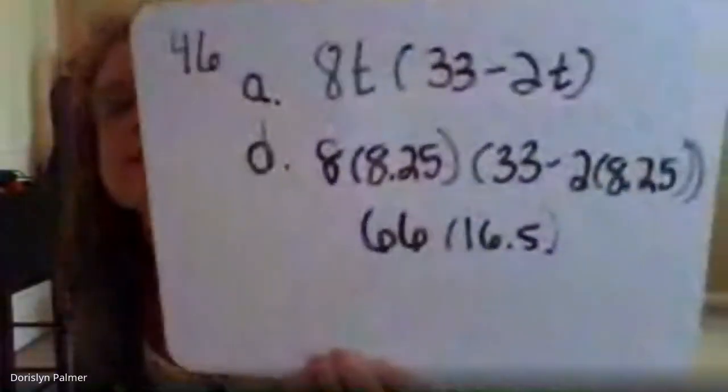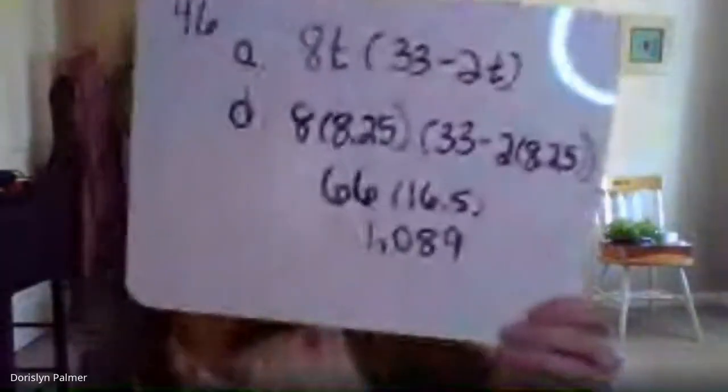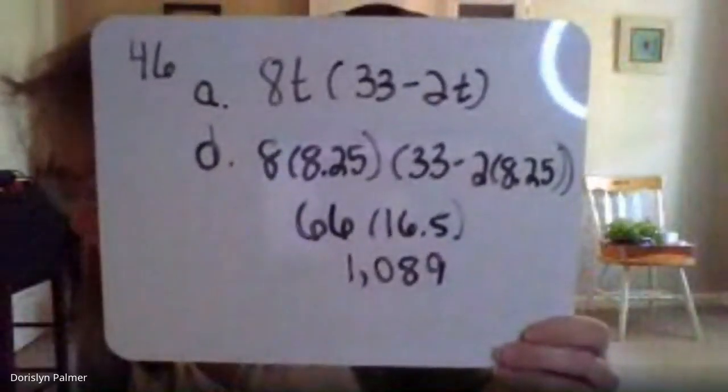First, we're going to put 8.25 in for the first T. So we have 8 times 8.25, and that gives us 66 on the outside. On the inside, we have 2 times 8.25, which is 16.5. 33 minus 16.5 is 16.5. So that gives us 66 times 16.5, and that gives you 1,089. So Nicholas, I'm not sure where your decimal point came from, but maybe you hit a decimal in there when you were typing it into the calculator.